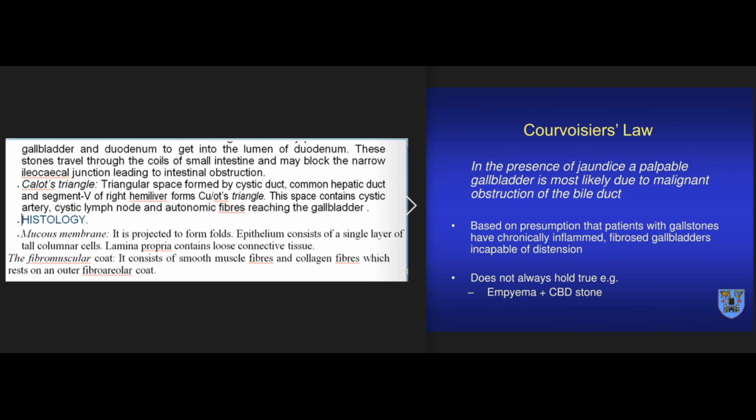Histology. Mucous membrane is projected to form folds. Epithelium consists of a single layer of tall columnar cells. Lamina propria contains loose connective tissue. The fibromuscular coat consists of smooth muscle fibers and collagen fibers which rests on an outer fibroareolar coat.